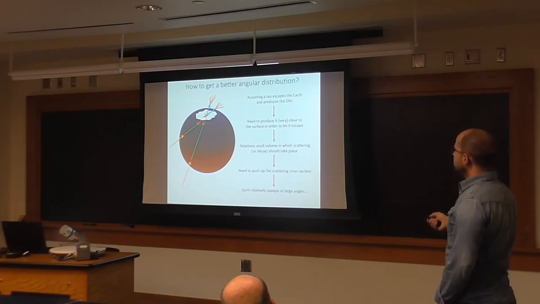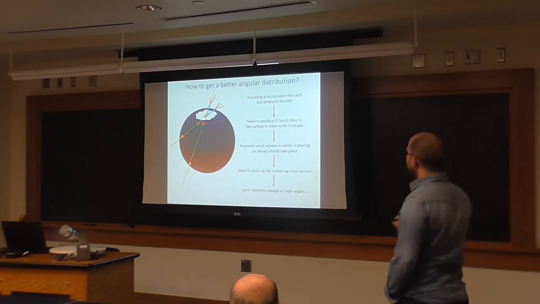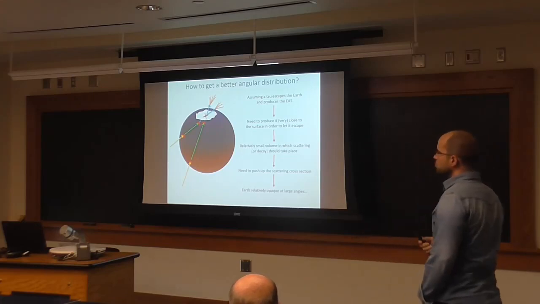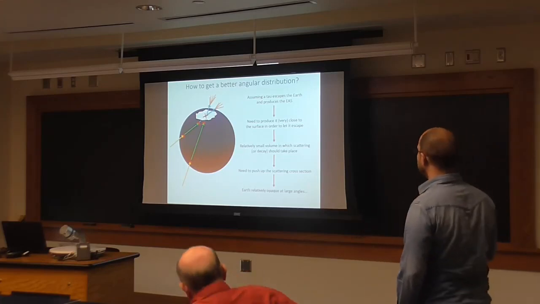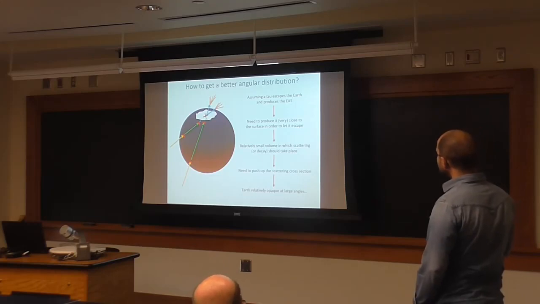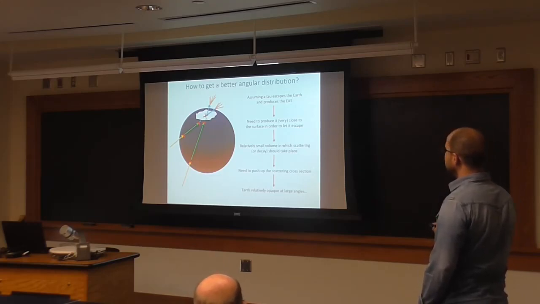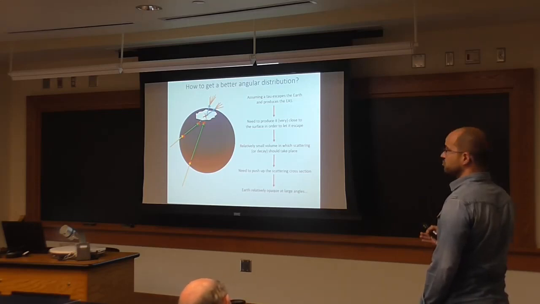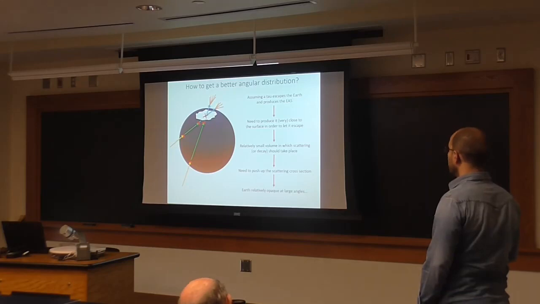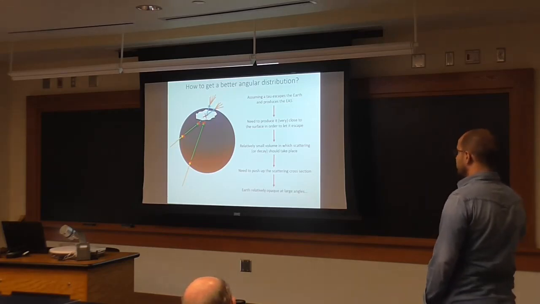That you can basically use the little layer of ice at the South Pole to actually produce something which is visible by ANITA, which means that if you have a small volume that you can use for detection, if you want to explain the signal, then you need to push the scattering cross section to be large enough to actually produce enough events. But if you do push the cross section, then the Earth becomes relatively opaque at a large angle.